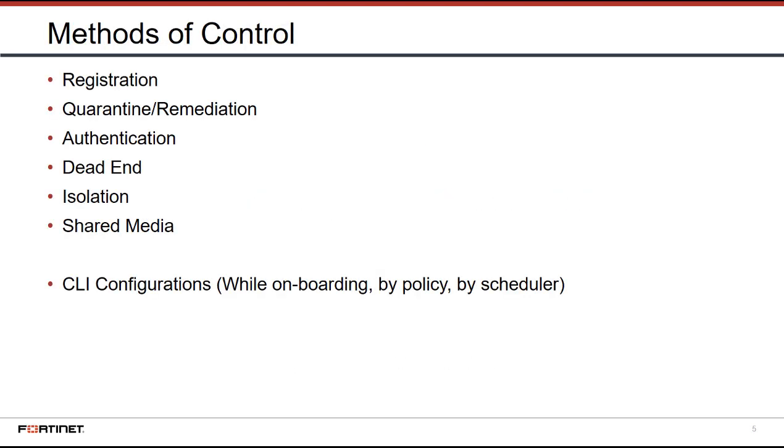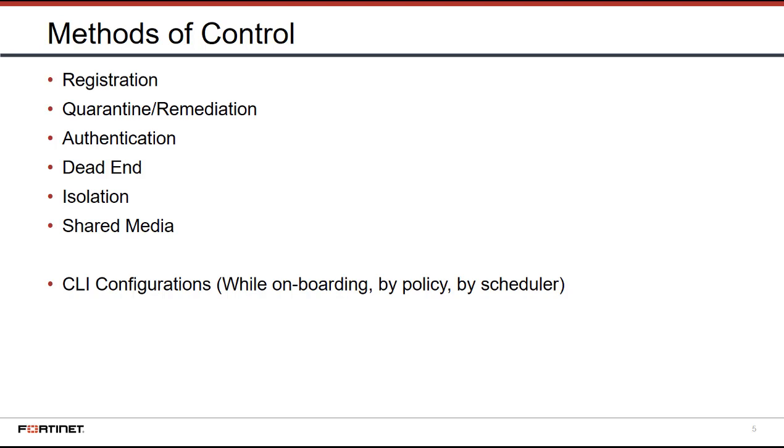Our methods of control are through isolation networks, and those are registration, quarantine or remediation, authentication, dead end, and then there's an isolation network, and there's shared media. These are all the different networks or VLANs that we leverage for isolation for different reasons. For example, a rogue, which is unknown, would be isolated to the registration network or registration VLAN if we were enforcing, preventing unknowns, for example, from gaining access to our environment.